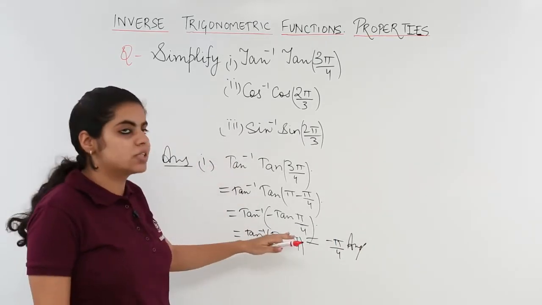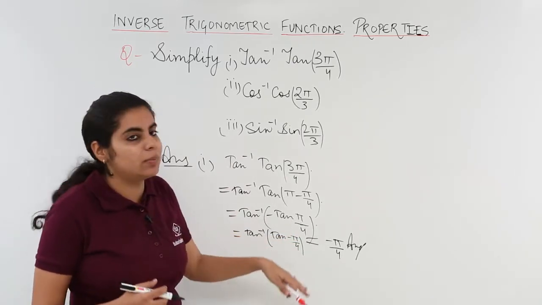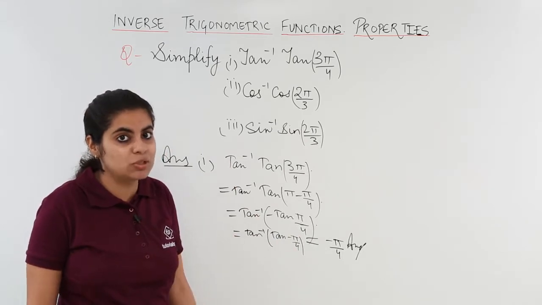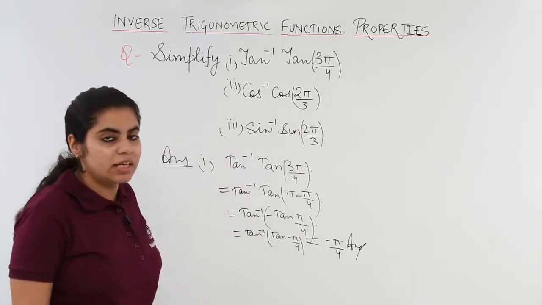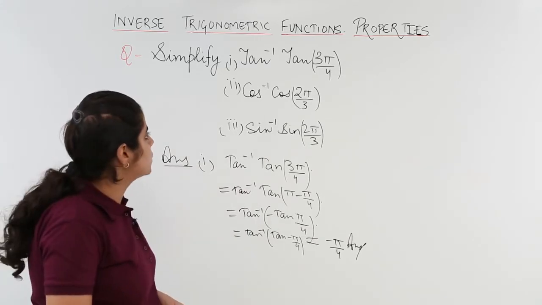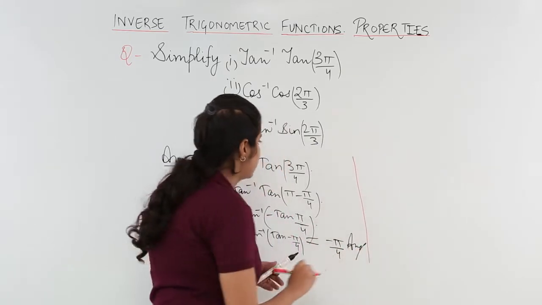What did we do? We just changed the question a bit. The value is changed so as to make it lie between minus pi by 2 to pi by 2, which is the principal value branch of tan inverse. What about the second question? The second question is cos inverse cos 2 pi by 3. Let's go about solving this second question.